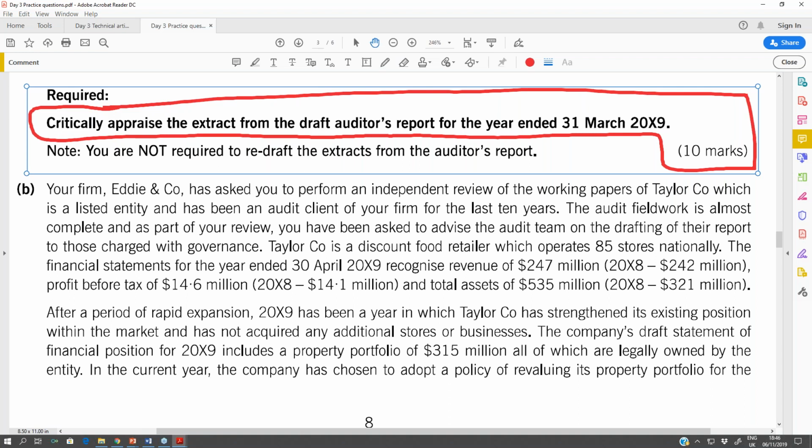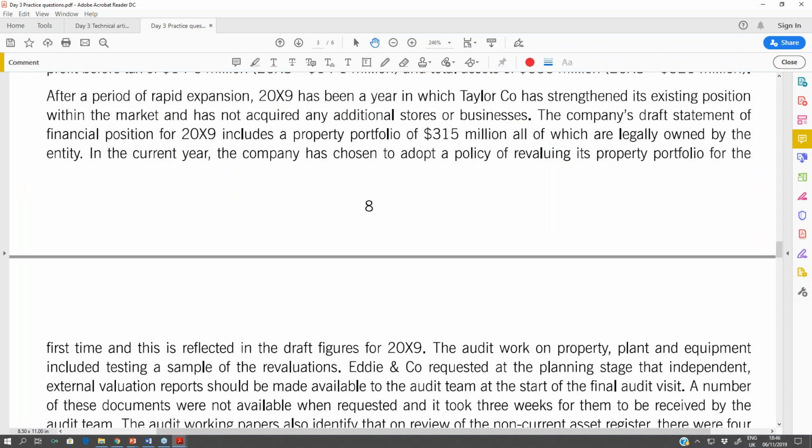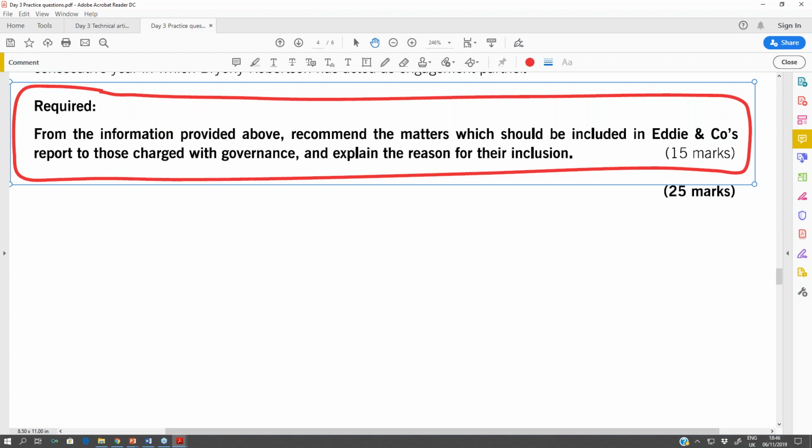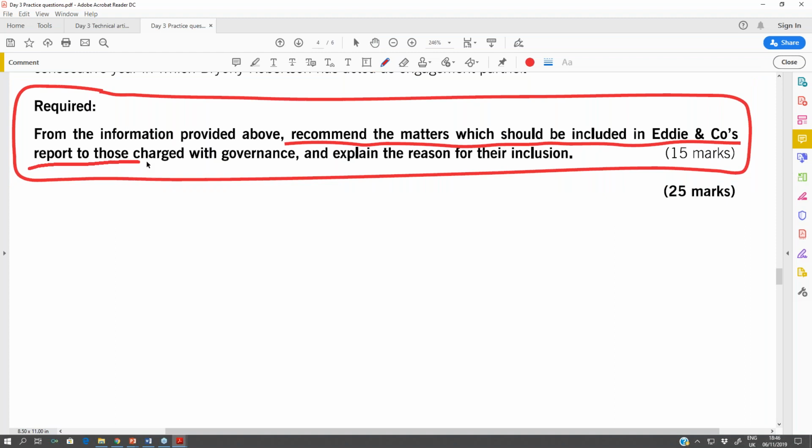Then look at the B requirement of question 2 from the June 19 exams. This has a very important requirement which I need to do with you. It says, from the information provided above, recommend the matters which should be included in Eddy and Company's report to those charged with governance and explain the reason for their inclusion. Eddy and Company is the audit firm, right?